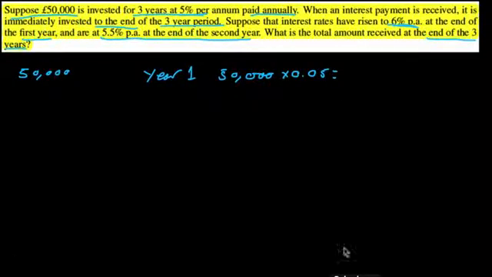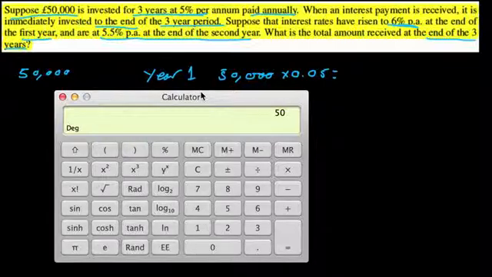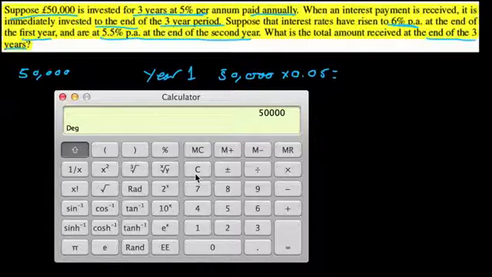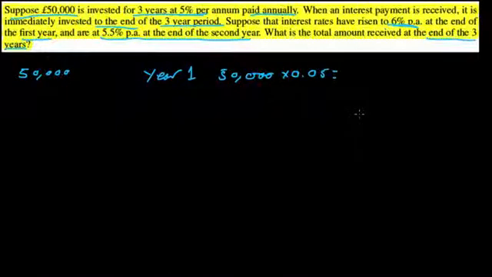Okay, so no matter what, you're going to have £50,000. Then let's look at what's going to happen in year 1. So in year 1, you will have your £50,000, and it's going to be earning 5% interest, so 0.05. 50,000 times 0.05 is 2,500. Alright, so we've earned that in the first year.